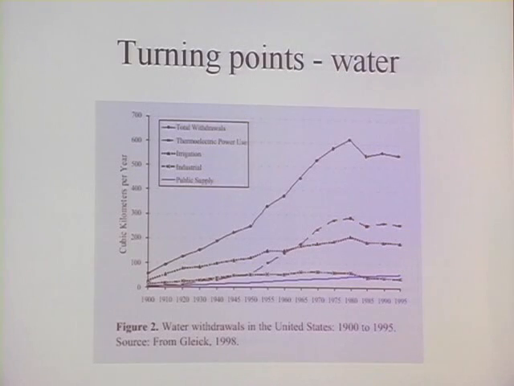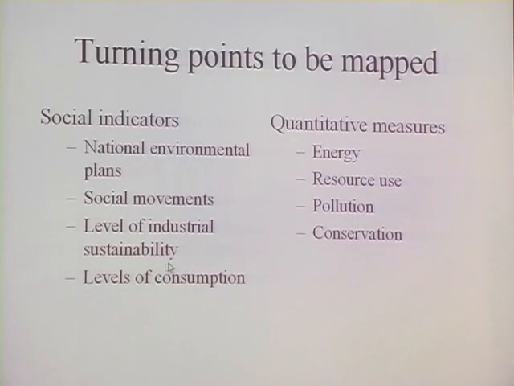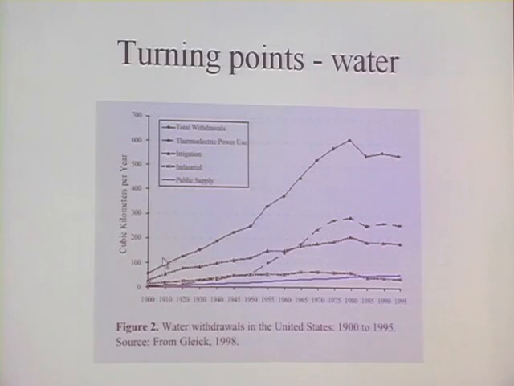Similar things can be seen with water. In this case, we've got a graph of the overall use of water in the United States between 1900 and 1995. What this shows is the two major uses of water: the use of water to cool power stations and the use of water for irrigation. In the rest of the world, use of water for irrigation is generally the largest use.